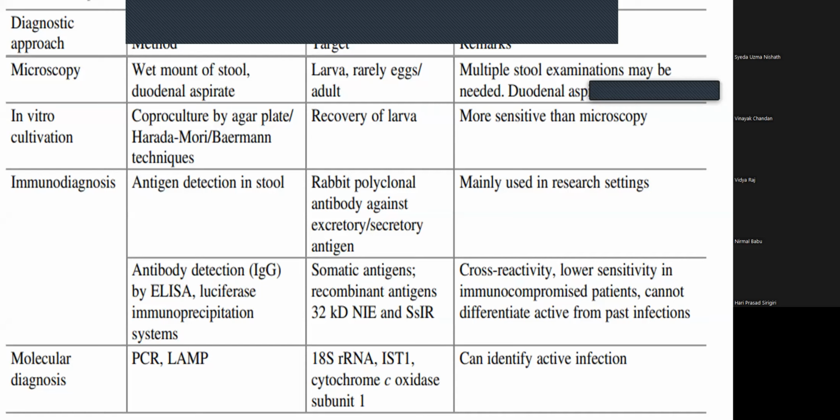Okay, regarding molecular techniques, they are better, important tests. And they are also a good prognostic marker to monitor the therapy. These molecular tests can become negative after a successful therapy. Okay, if you want to know the course of a patient with hyperinfection or disseminated strongyloidosis, in that case molecular testing can be done, and these tests will become negative after the patient has been successfully treated.